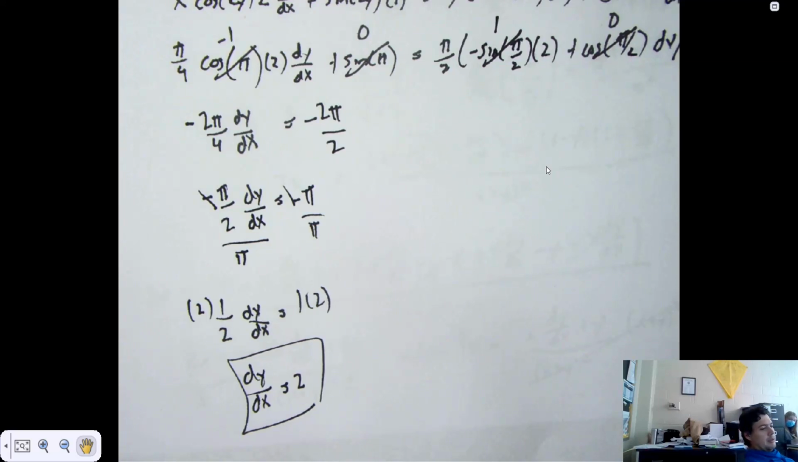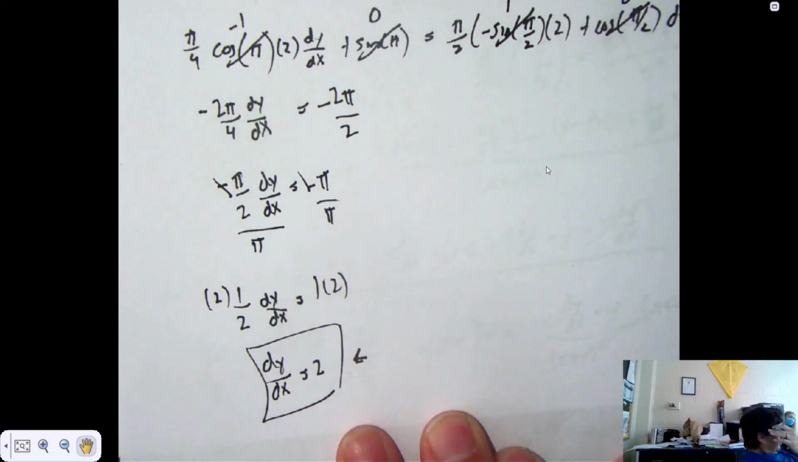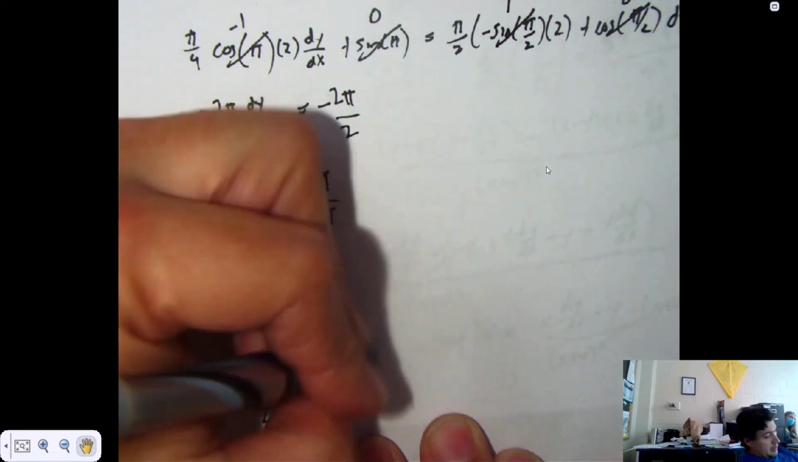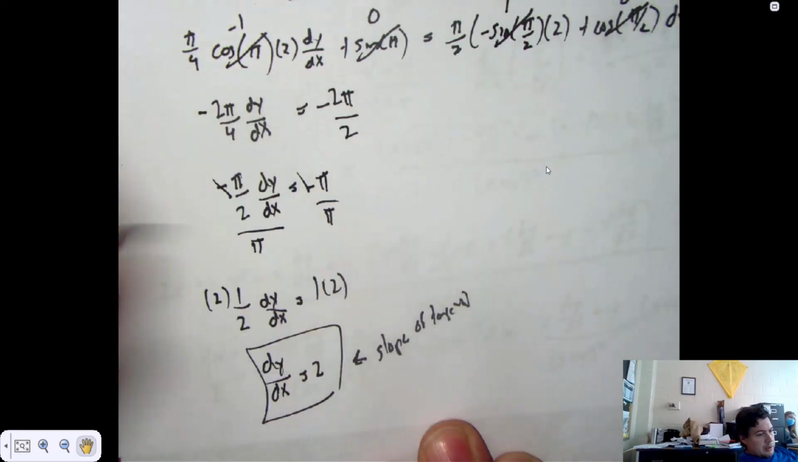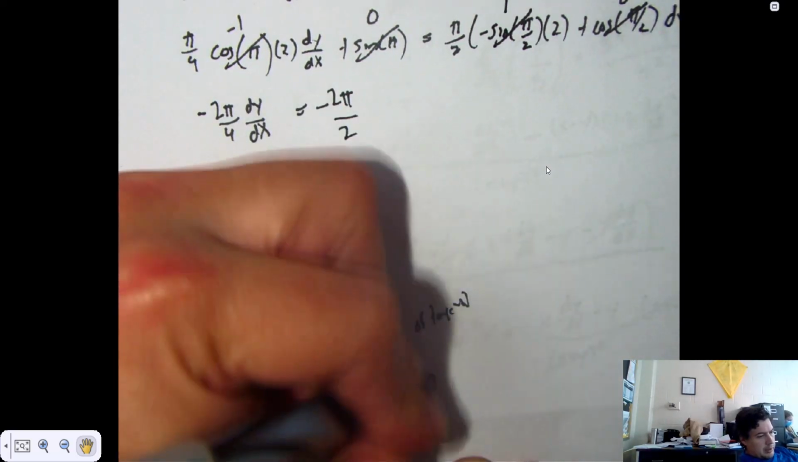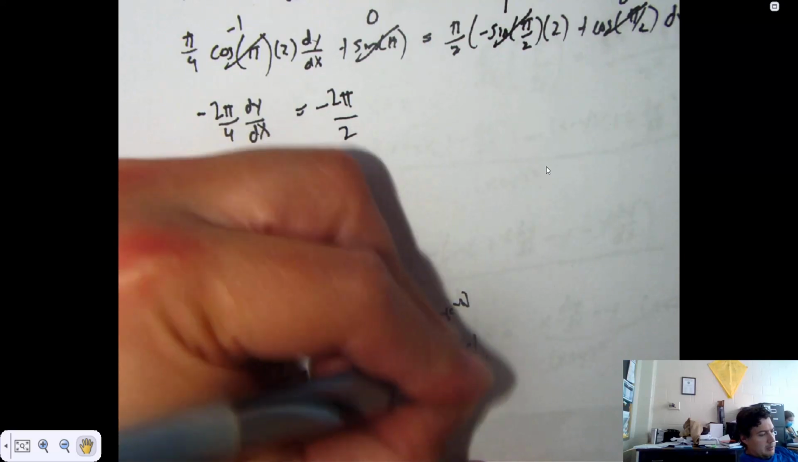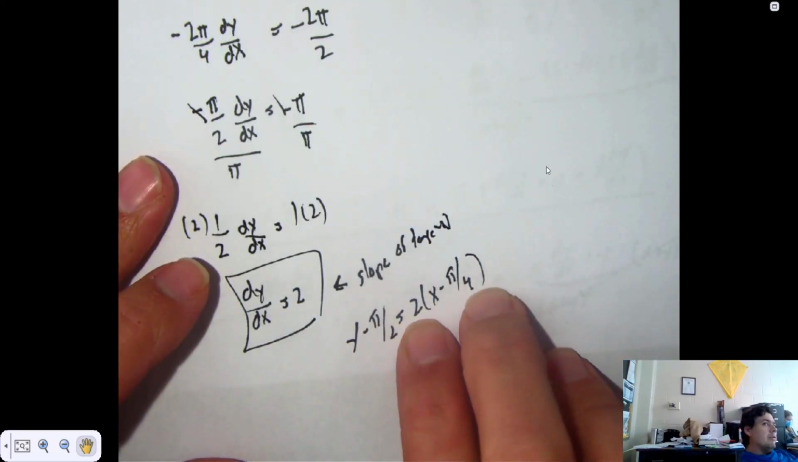Now the goal here was to write the equation of the tangent and normal. The 2 you have, what does it represent? Is it the slope of the tangent or the slope of the normal? That's the slope of the tangent. So we use a little point-slope form. y minus pi over 2 equals twice x minus pi over 4. Now when you multiply 2 and pi over 4 together, you get pi over 2.